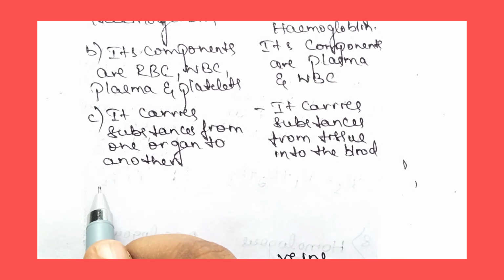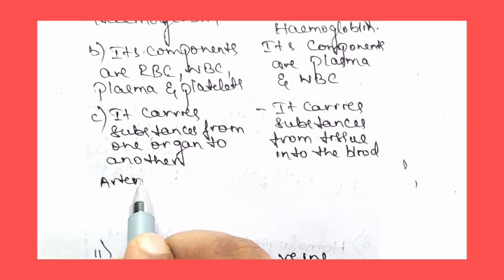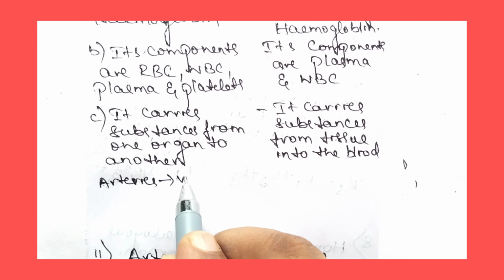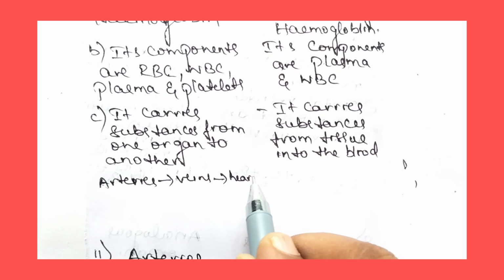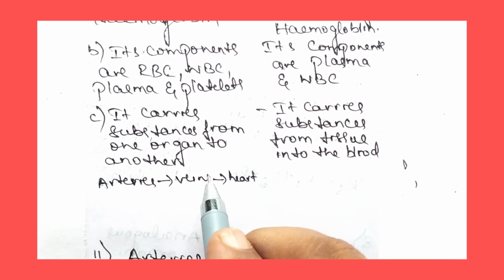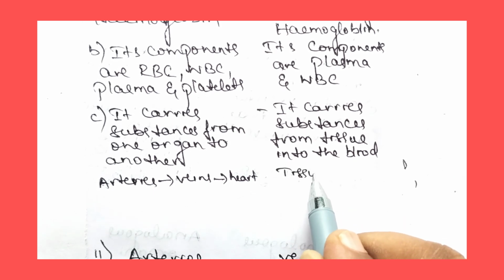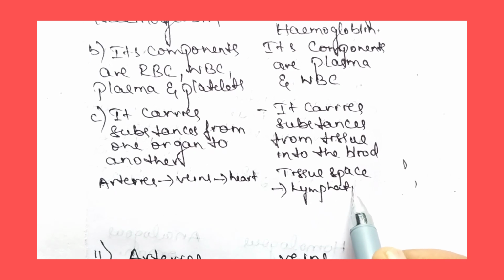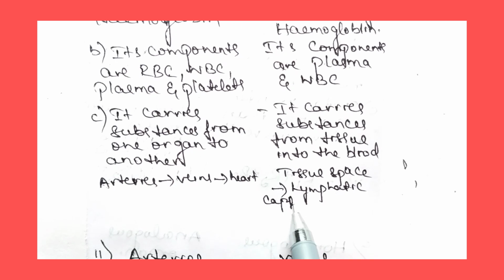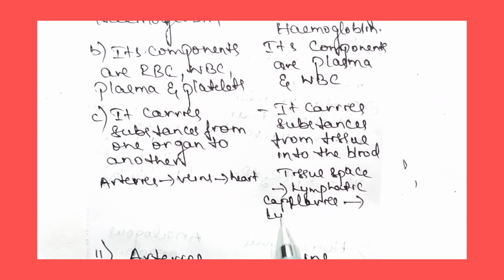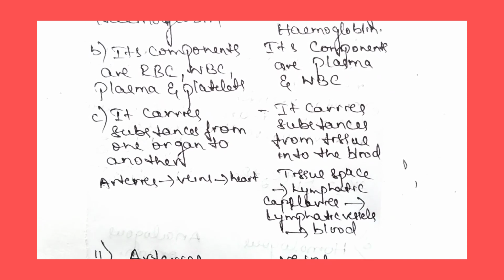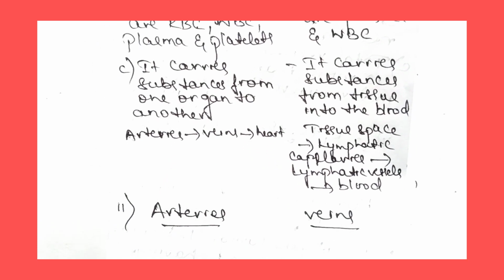So arteries will carry blood. So arteries carry the blood to all the parts of the body, and then the veins carry it back to the heart. Next, tissue space to lymphatic capillaries, lymphatic capillaries to lymphatic vessels, and lymphatic vessels to the blood. So like this it will be carried. So like this we have to list the differences between blood and lymph.